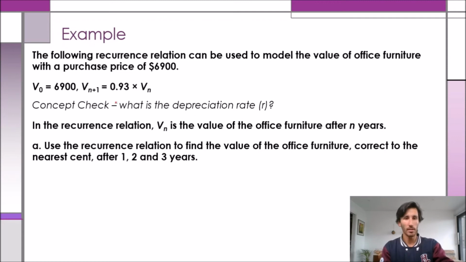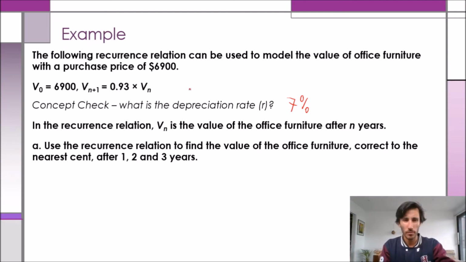All right, let's look at this example for reducing balance depreciation. The following recurrence relation can be used to model the value of office furniture with a purchase price of $6,900. Okay, V0 is 6,900, makes sense. Vn plus 1 equals 0.93 times Vn. What does this 0.93 mean? We can calculate the depreciation rate from that. If you know your decimals and percentages well, you can see straight away that 0.93 is 7% lower than 100%. So the depreciation rate is 7%.